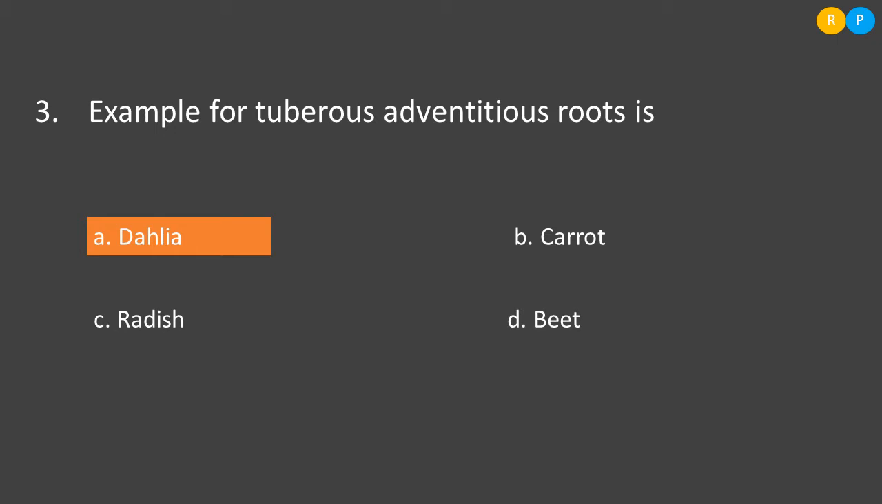Option A, dahlia. Dahlia is a flowering plant. It will have adventitious roots because the roots are not directly forming from the radicle. So, small tuberous adventitious roots can be seen in dahlia.